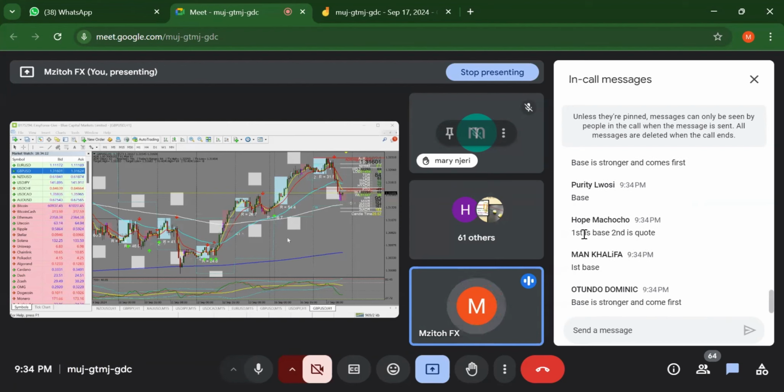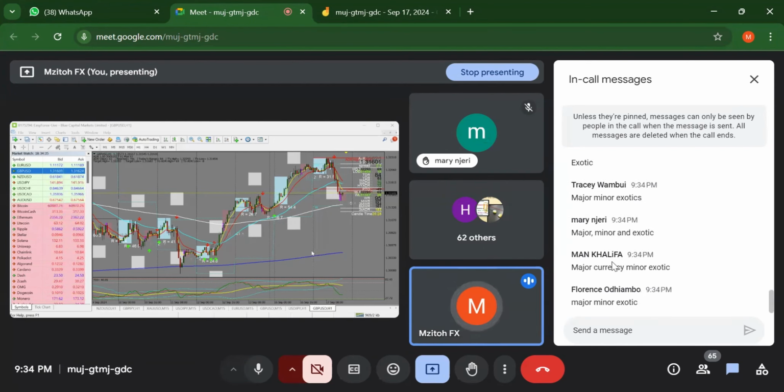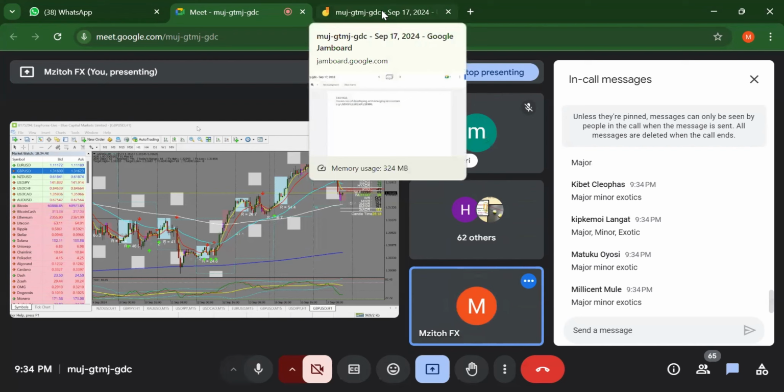Then we have said currencies are grouped in three main categories. Name the three categories or three classifications of currencies. Major, minor, exotics. You are answering so fast. I think we have understood this class very well, and I'm happy for that. So major, minor, and exotic.